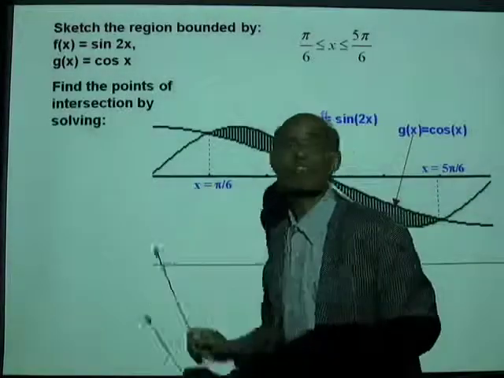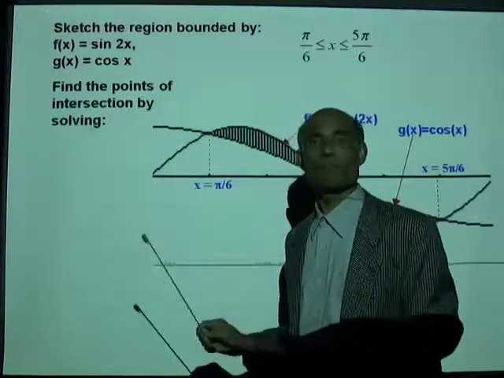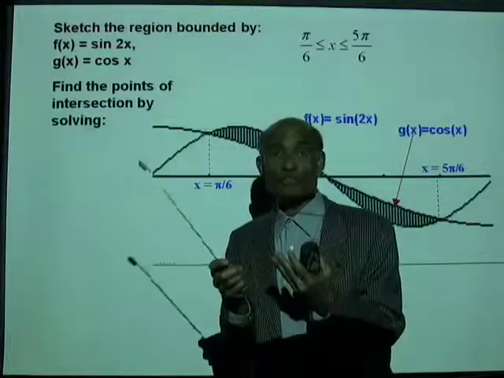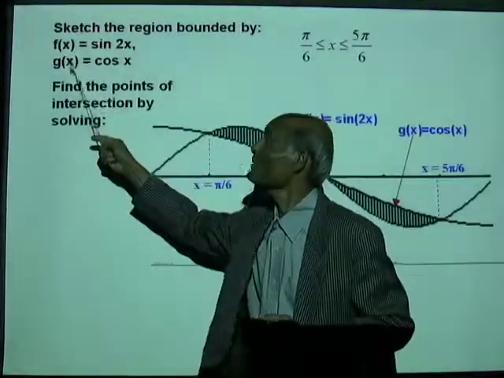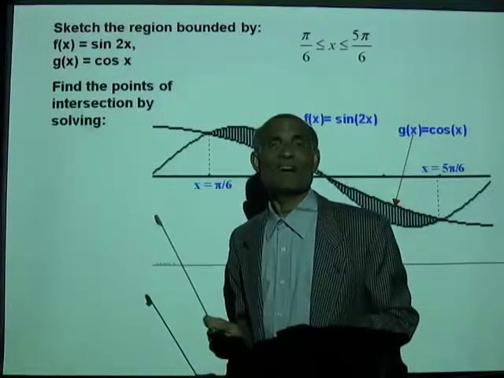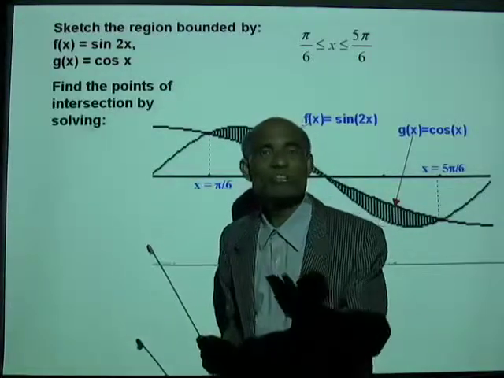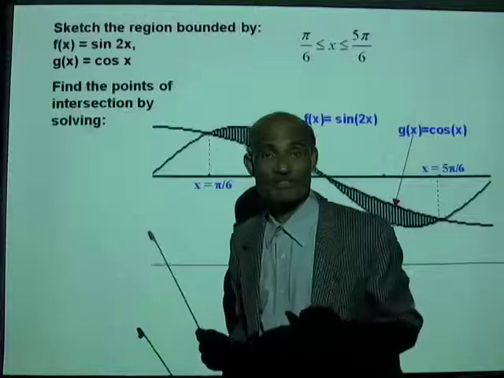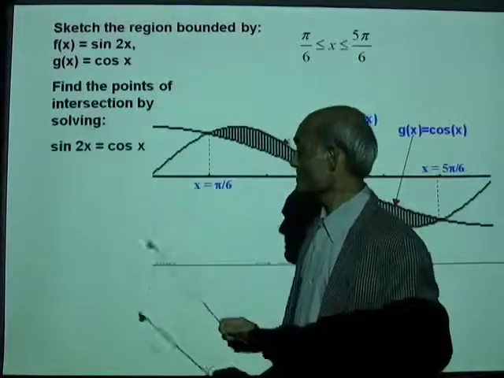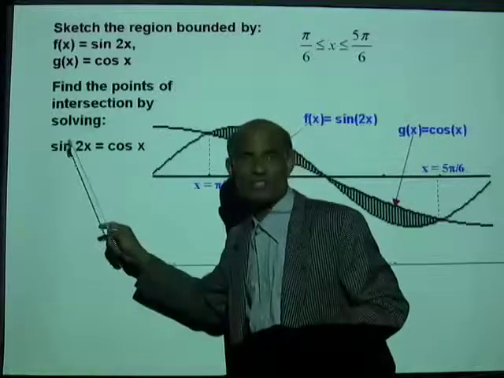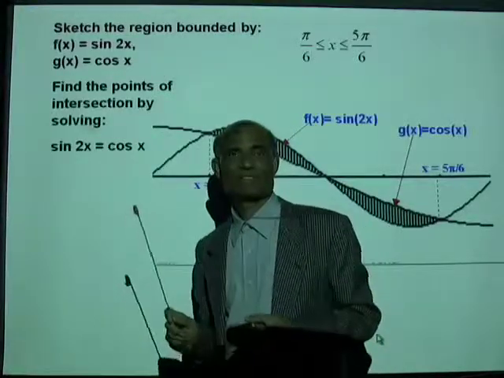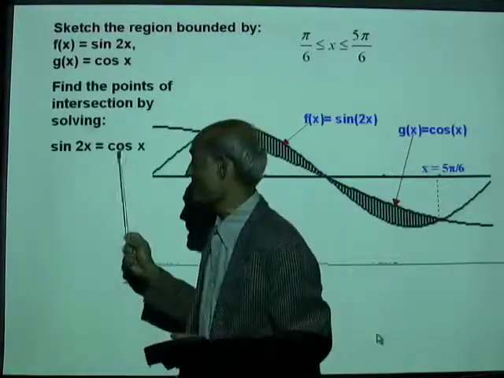To find the point of intersection, what do we do? Point of intersection occurs where the two functions are equal. So set f of x equal to g of x. And that is going to test your ability to solve trigonometric equations. Sine of 2x equal to cos x. Can you solve this?